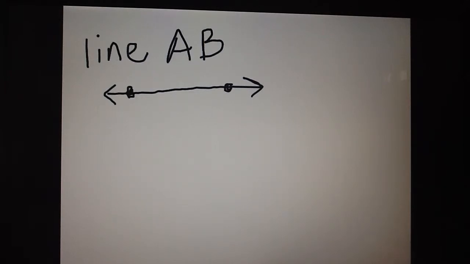So we drew our line. Now we need to label it. Yep, A, B. Now let's name it. How would we name a line? We would put a little mini line, and underneath we put AB. Good. Line AB.